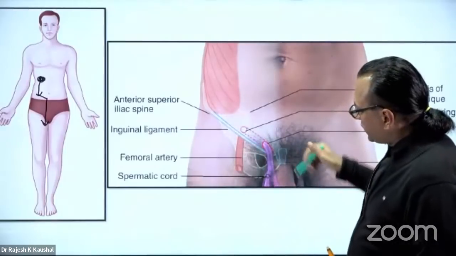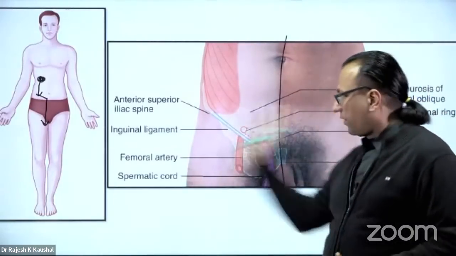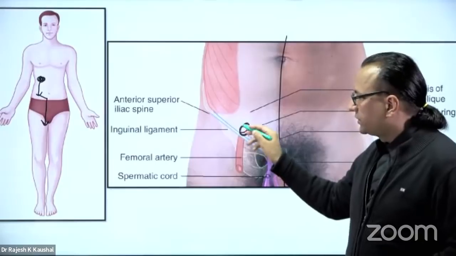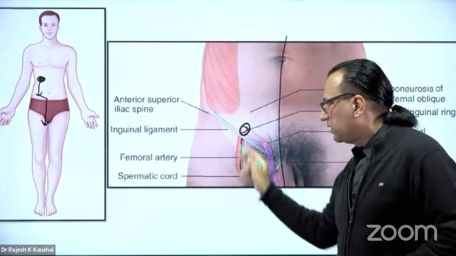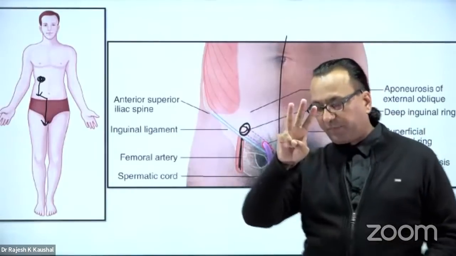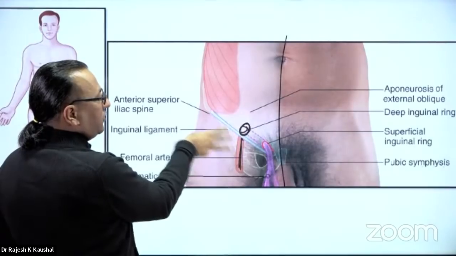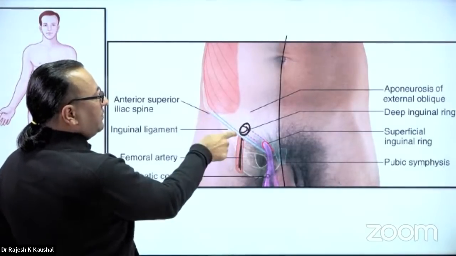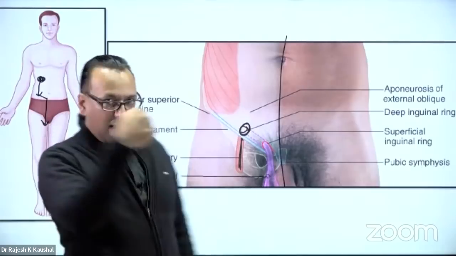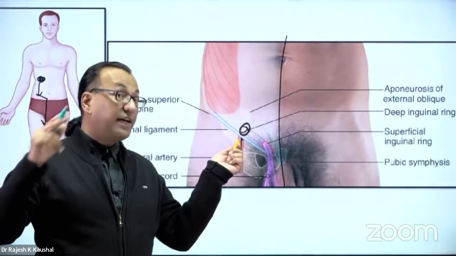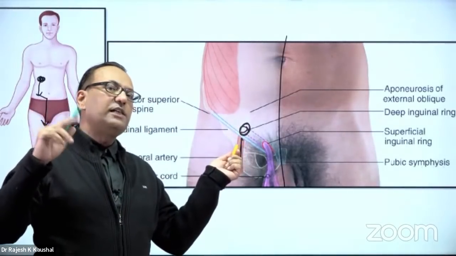I will be focusing mostly on the right-sided inguinal canal. This deep inguinal ring is just above the femoral artery. You can take the femoral artery pulse here, and just above where you take the femoral artery pulse, or the mid-inguinal point, just above that is the deep inguinal ring in an adult. And it is an opening in the deepest transversalis fascia, not the muscle, transversalis fascia.